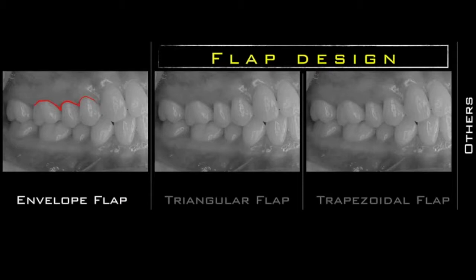So the reason why we're doing flaps is to access, to be able to visualize the bone. We rarely do flapless surgeries because even if you know that there's bone, you want to be 100% sure that the bone quality is good, that your implant is fully surrounded by bone once you're doing your surgery.